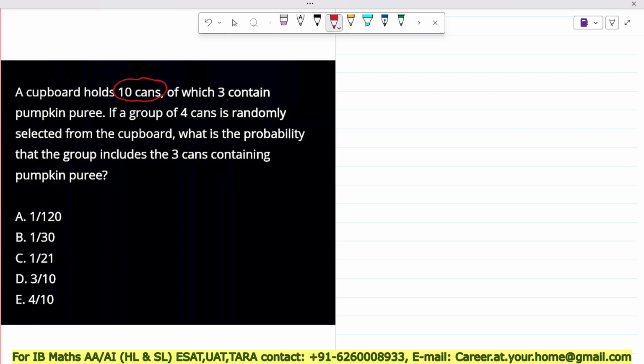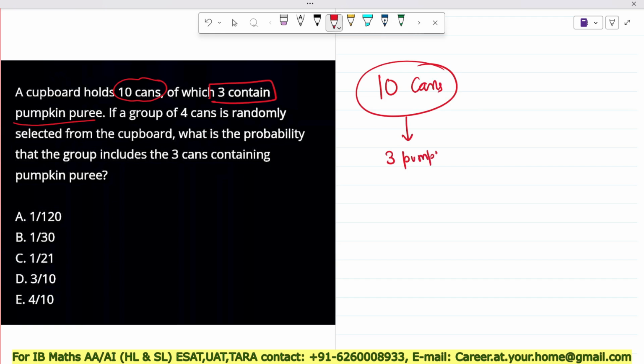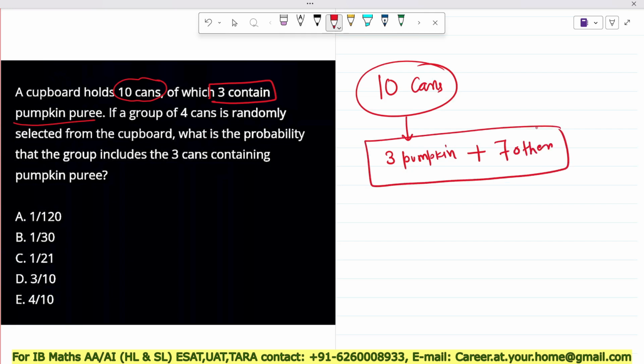10 cans, of which 3 contain pumpkin puree. If a group of 4 cans is randomly selected, so we have 10 cans. Out of these 10 cans, we have 3 pumpkin puree, and the rest are others. I can write the rest as 7 other cans. Out of these, we have selected 4 cans randomly.